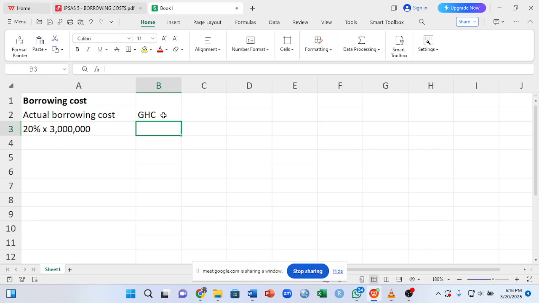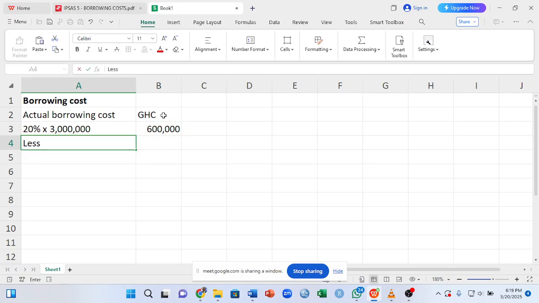So can someone calculate for us? 20% on 3 million, what do we get? Six hundred thousand. Okay, 600,000. Thank you very much. Then the next thing we need to do is to less our investment income.